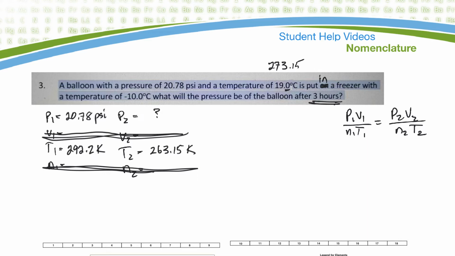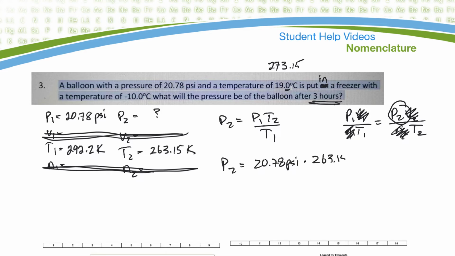So I've got P1 and T1. I think that's Gay-Lussac's law, so we don't have to include volume or moles. I'm looking for P2. So P2 will be equal to P1 times T2 divided by T1. So P2 is 20.78 psi times T2, 263.15 Kelvin, divided by T1, 292.2 Kelvin. Multiply, divide. It looks like we need 3 sig figs, so make sure you have 3 sig figs at the end.